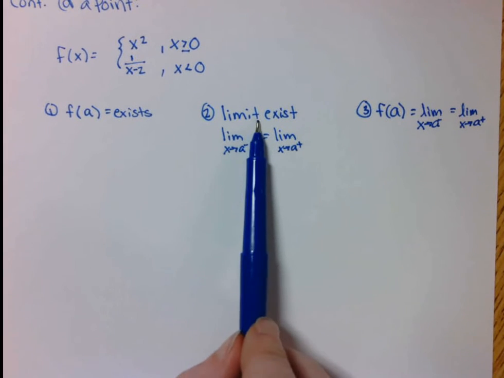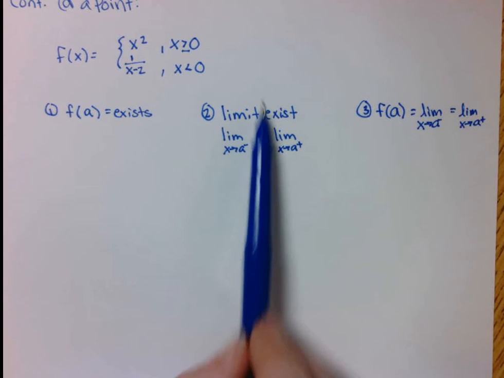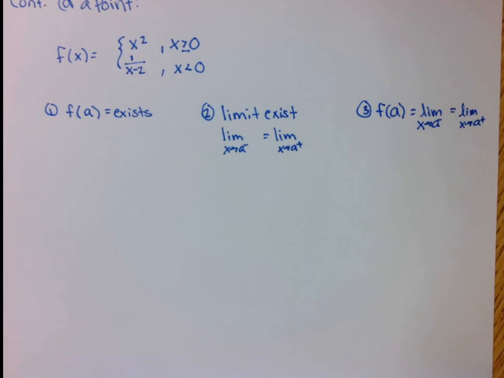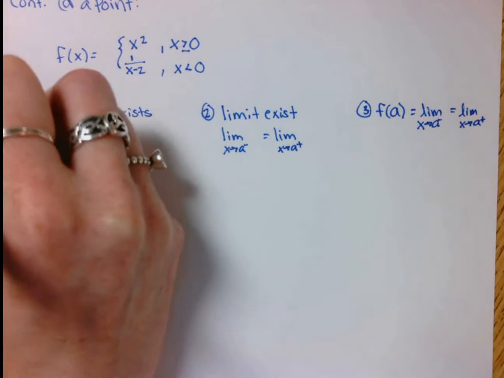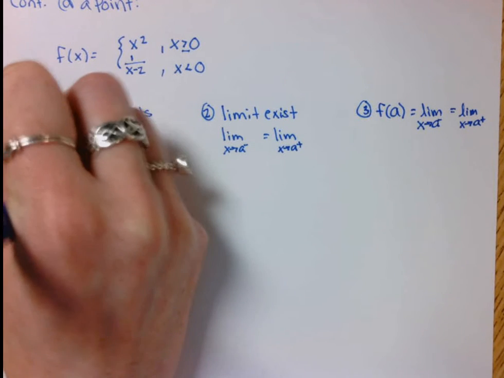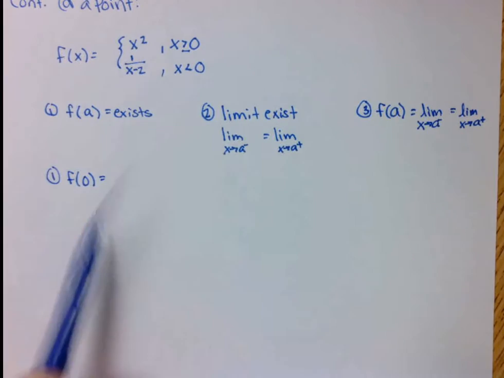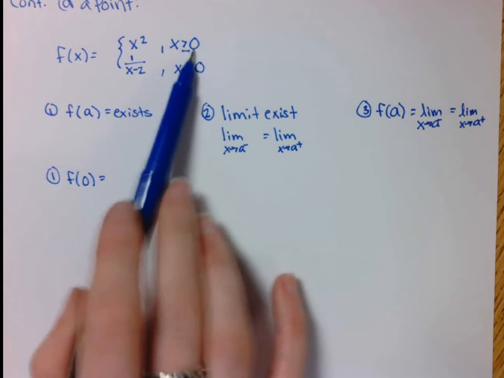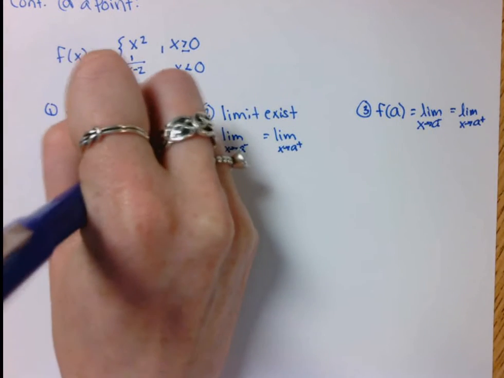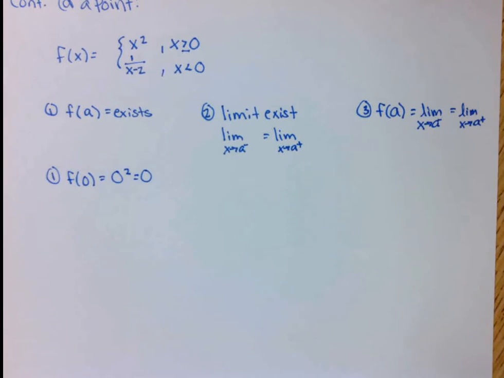So does my limit exist? No. And so that's what we would do to justify this. They're always going to ask for justification. So what we would do for this problem is show step 1: what is f of 0? When x equals 0, I use my top equation, and 0 squared is just equal to 0.